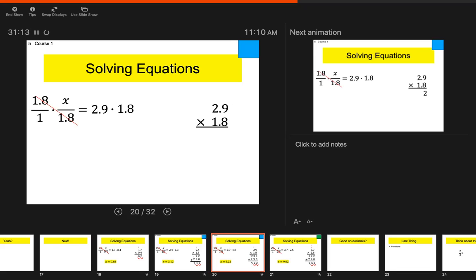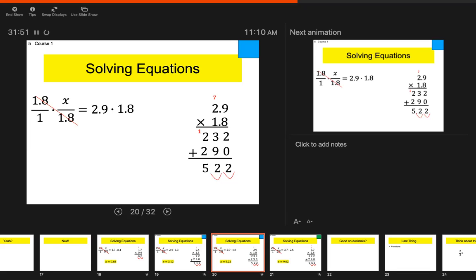8 times 9 is 72. So a 2, carry your 7. 8 times 2 is 16, plus 7 is 23. Bring down the 0. 1 times 9 is 9. 1 times 2 is 2. And then we add: 2, 2, 5. Wait, where did I get a 5 from? Well, 2 plus 0 is 2. 9 plus 3 is 12, so 2, carry your 1. 2 plus 2 is 4, plus 1 is 5. That's not the answer because we got to move the decimal place 2 places. So 5.22. And that's still not the answer because it's an algebra problem.